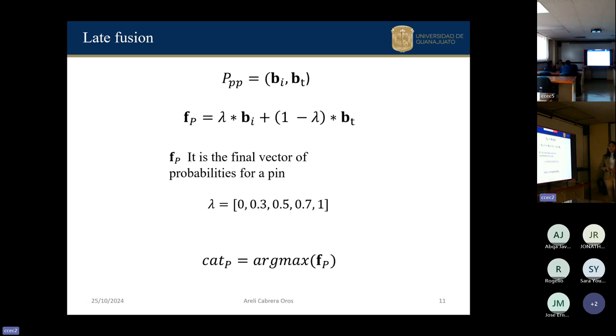Lambda is directly related to the image probabilities, and we are saying that when lambda is equal to 0, we are giving all the weight to the text. When lambda is equal to 1, we are taking into account only the image probabilities, and when lambda is equal to 0.5, we are giving the same weight to both features. The final category for a pin, or an interest for a user, is the maximum argument of this final vector of probabilities.